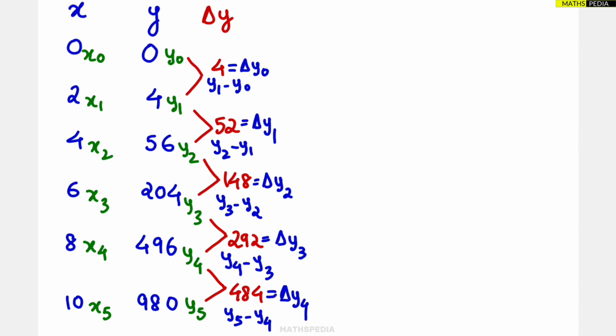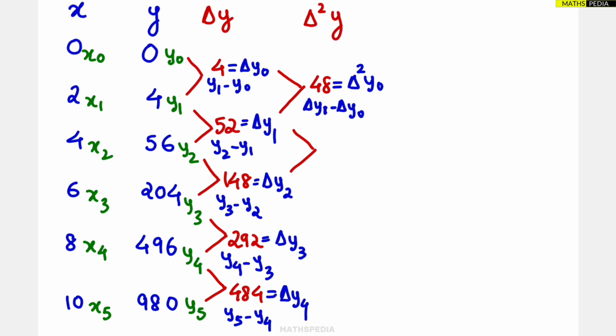Now the second column, this is the second forward difference, delta square y. Again the same thing, we have to take these two values, 4 and 52. What is the difference? 48. How did we get this? Delta y1 minus delta y0. Again the lower minus the upper, the same logic. Here this value 48 is delta square y0.